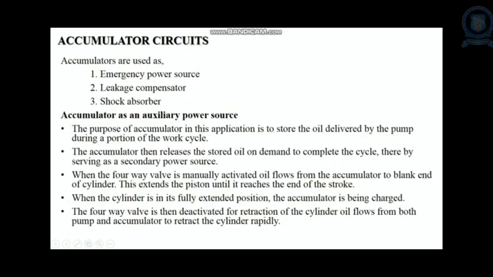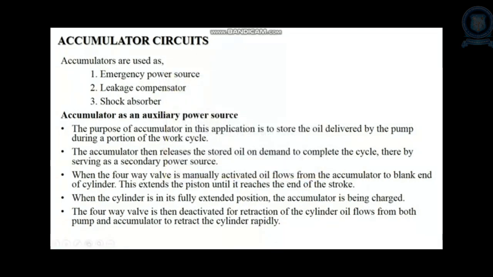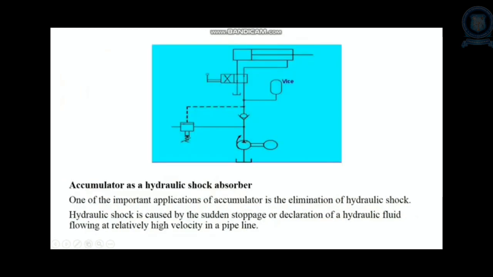Then accumulator circuits. Accumulators are important devices in hydraulic circuits. These are used in many ways, and the important ones are emergency power source, leakage compensator, and shock absorber. So this is an accumulator circuit. As usual, reservoir, pump, pressure relief valve, check valve. This is the accumulator symbol. This is a 4x2 DCV. This is the actuator.